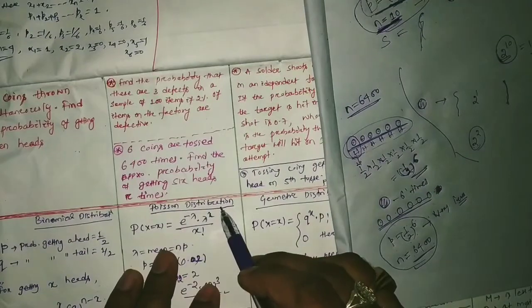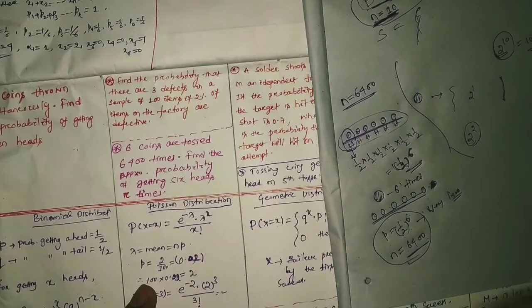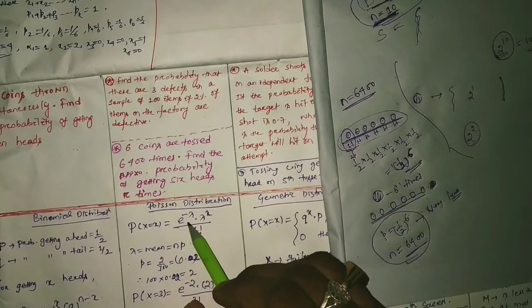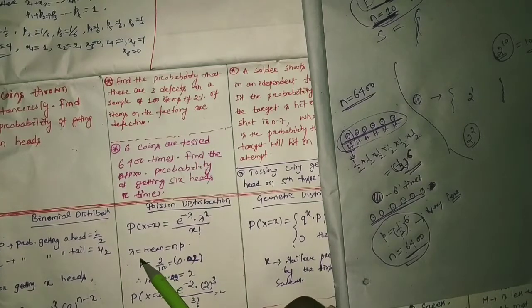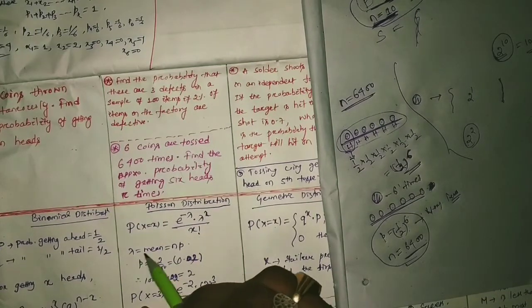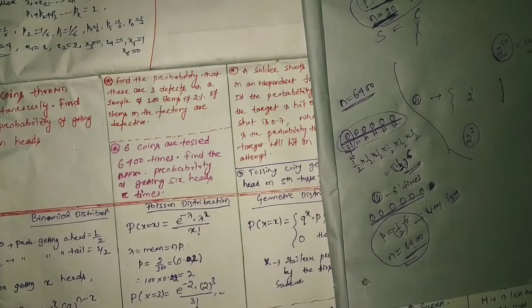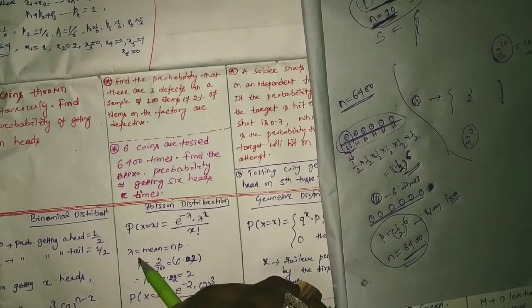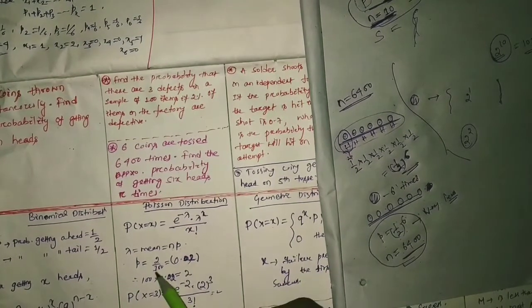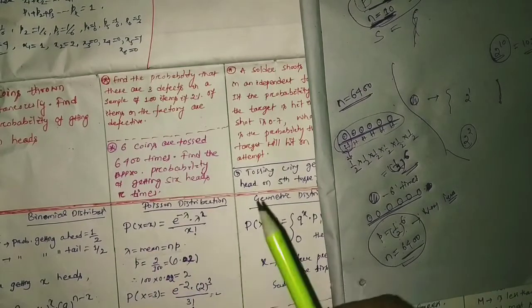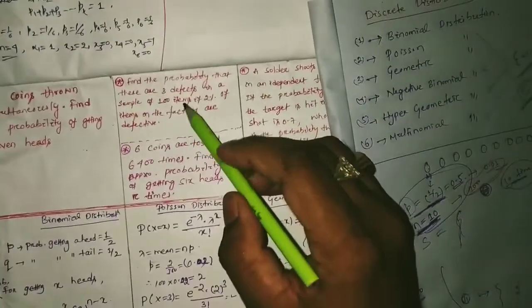Poisson distribution, right? For the Poisson distribution, this is the probability mass function: p of x equal to e to the power minus lambda into lambda to the power x by x factorial, right? Here lambda is your mean. For the Poisson distribution, the mean is n number of trials into probability, n into p. So here lambda equal to n into p. Okay, the answer to this question, write down here. We are going to discuss, just wait.